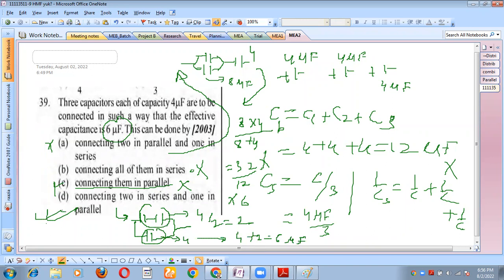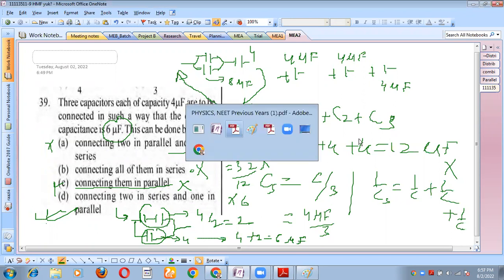Understood this one? Or do we have to check the options? So the correct option is D. So this is how we should proceed in such questions. This was a NEET 2003 question. Okay. Moving to next question.